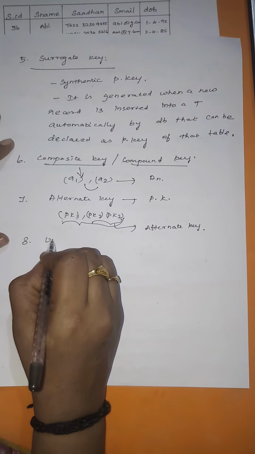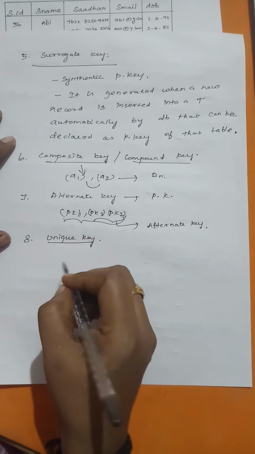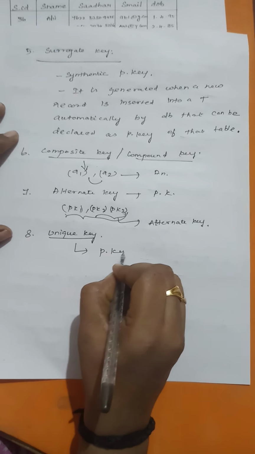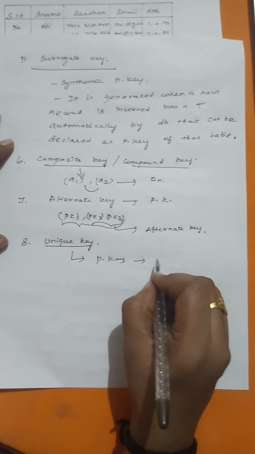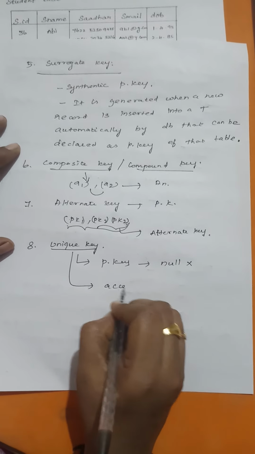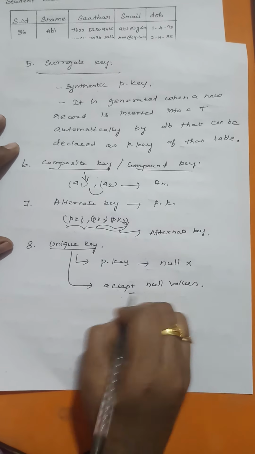Next key is called the unique key. So what is meant by unique key? A unique key is similar to the primary key, but the primary key cannot accept null values. A unique key accepts null values. So that's all about the various keys.